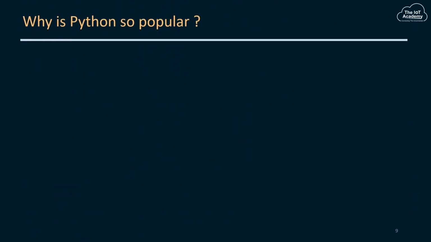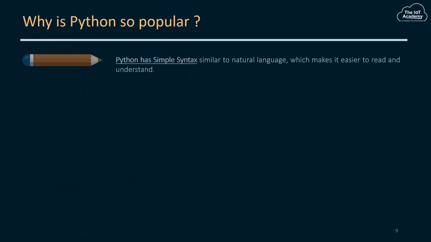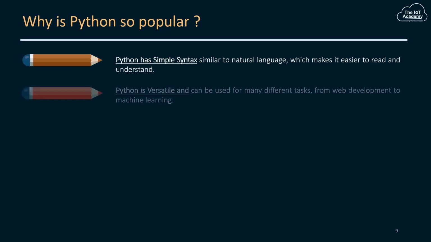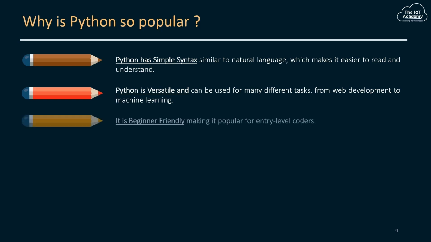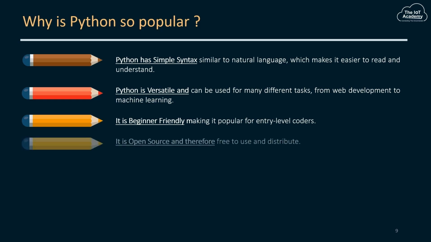Why is Python so popular? Python has simple syntax similar to natural language, which makes it easier to read and understand. Python is versatile and can be used for many different tasks from web development to machine learning. It is beginner friendly, making it popular for entry level coders. It is open source and therefore free to use and distribute.